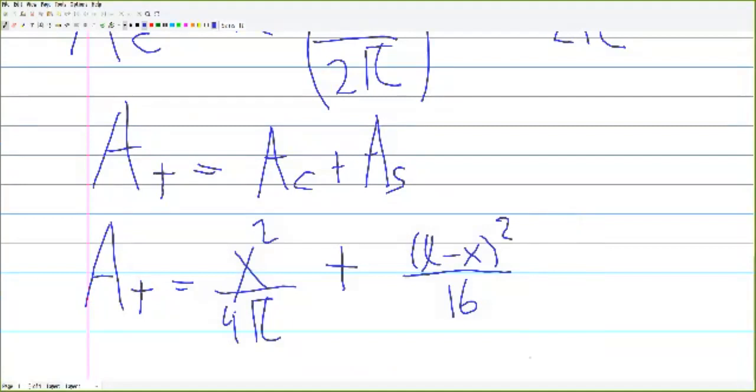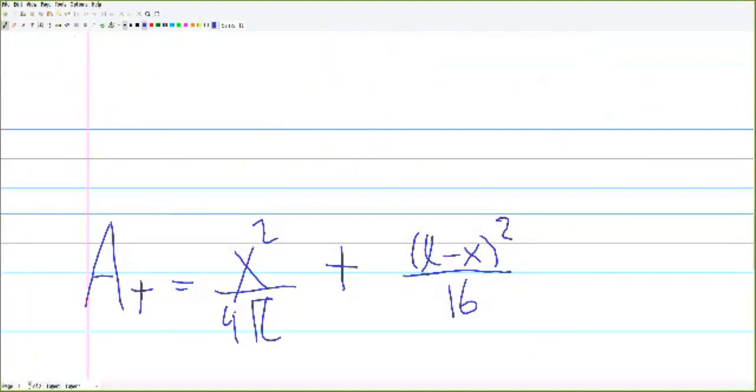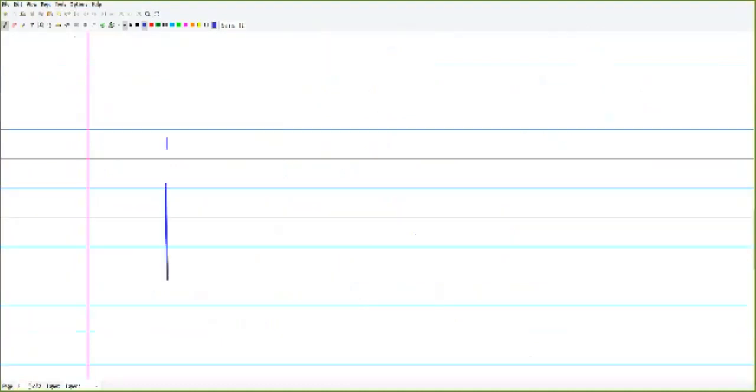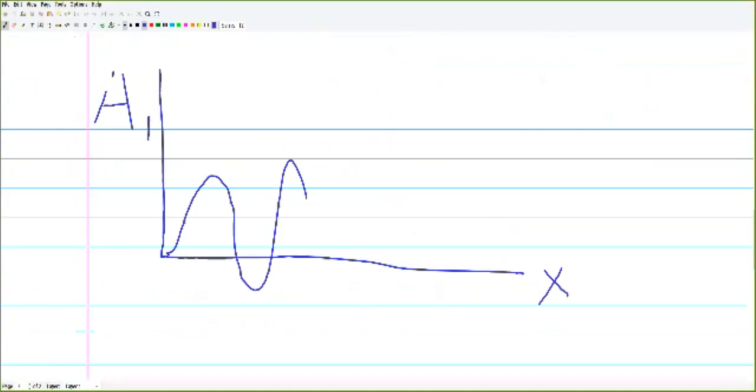And this is a function, right? AT in function of x. So that is equal to this, okay? So let's say that this function is something like this. We have two axes, right? We have the total area and x, okay? So let's say something like this. I don't know.